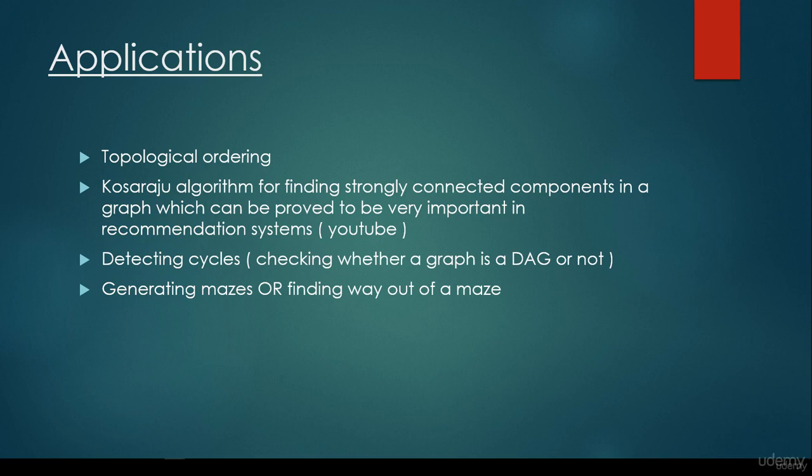Then another application for depth first search is detecting cycles, checking whether a graph is a DAG or not. What does DAG mean? It means directed acyclic graph. So a graph that doesn't contain any cycle and is directed is called a directed acyclic graph. It is devoid of any cycles.